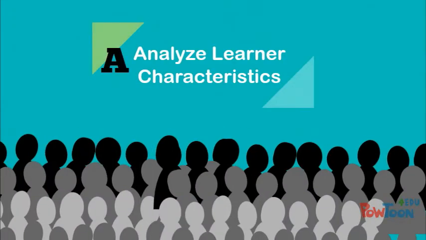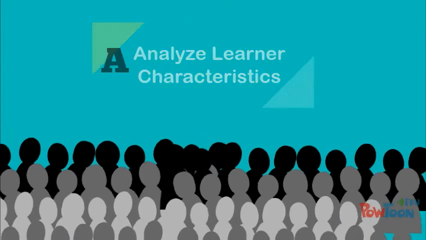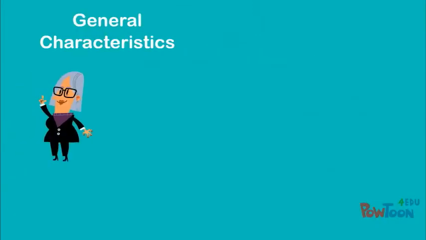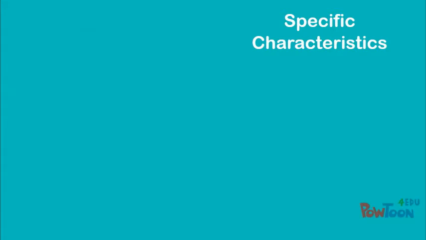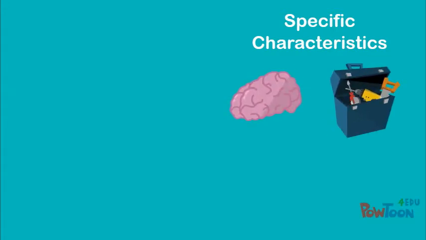The first step in the Assure model is to describe your target audience. There are general characteristics such as age, educational level, socioeconomic status, gender, and ethnicity. There are also more specific characteristics: prior knowledge, skills related to the topic, attitudes toward the topic, and preferred learning styles.